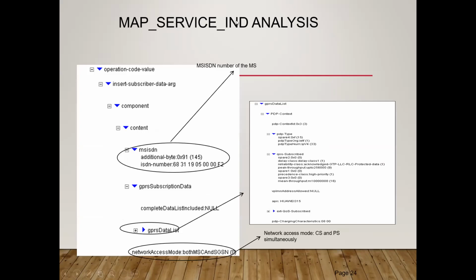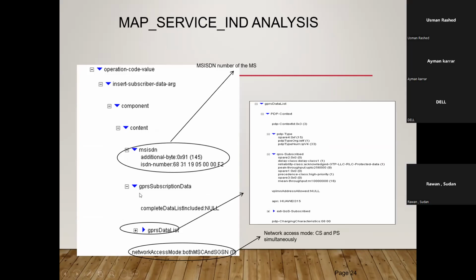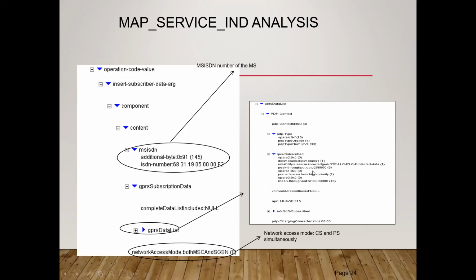This is the service indication analysis. Okay, this is the response that is sent by the HLR. Insert subscription data argument, and here it will inform that this is the MSISDN, and this is the GPRS subscription data information. And in the subscription data information, we have the PDP, we have the quality of service information, which quality of service is assigned to this MSISDN. So you have the reliability class, the peak throughput, the precedence class, the mean throughput.